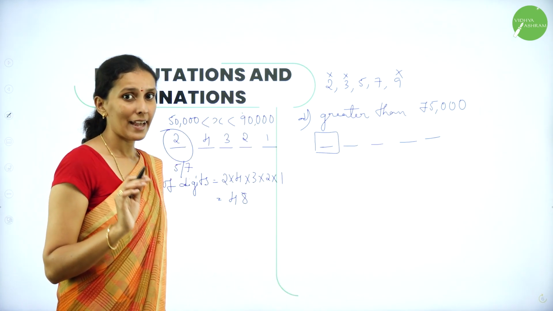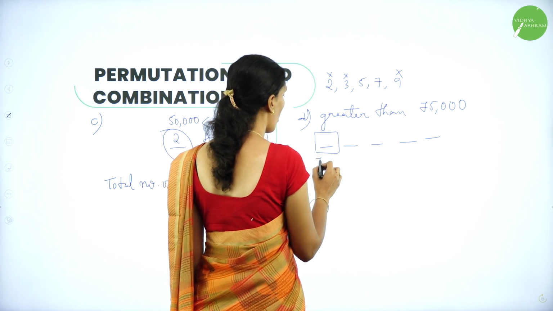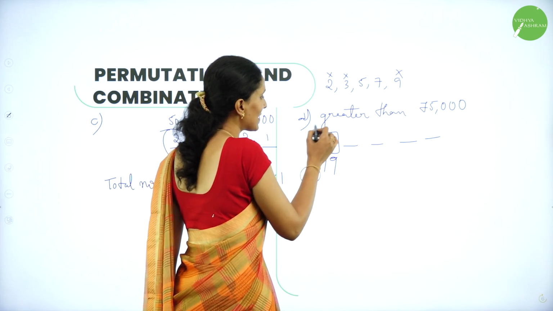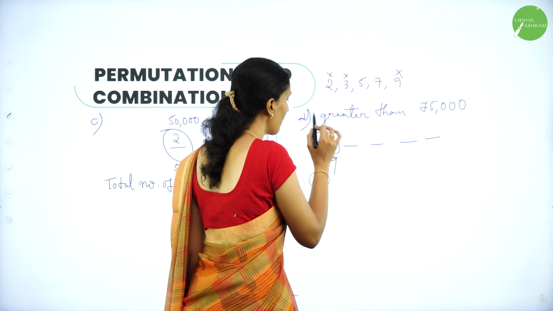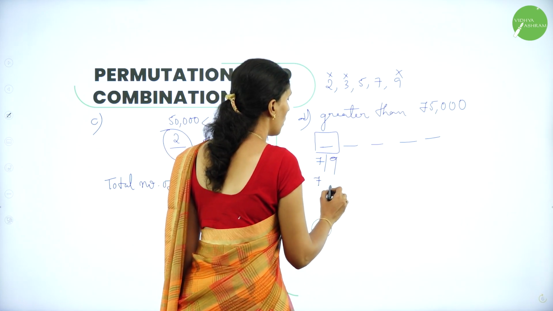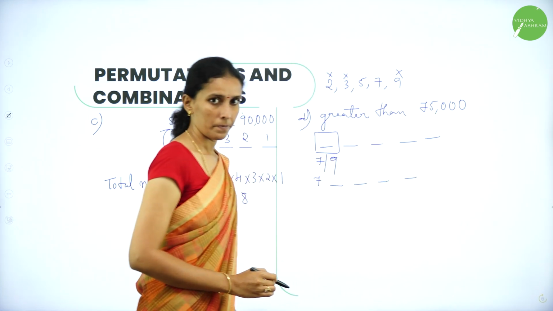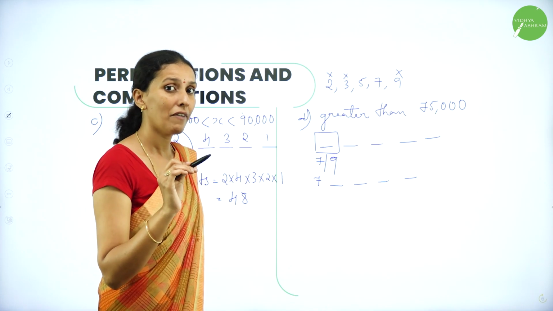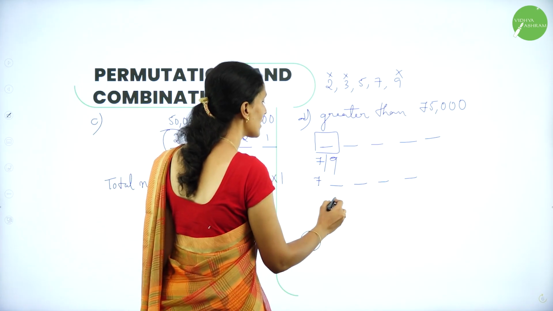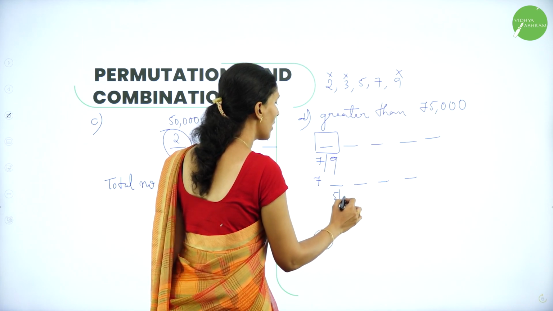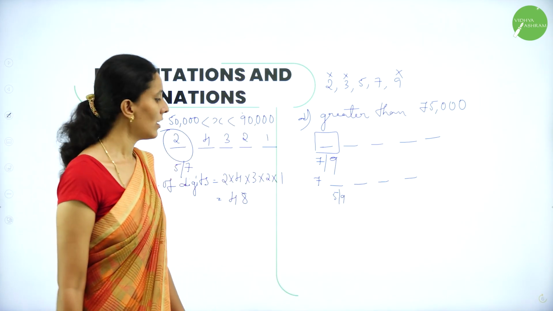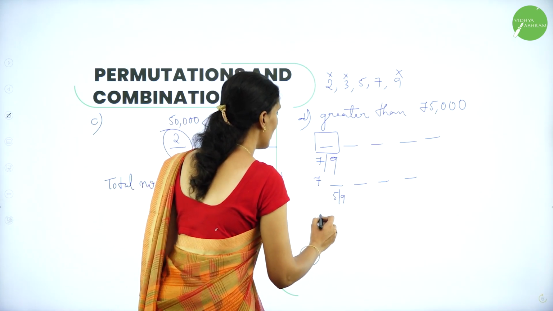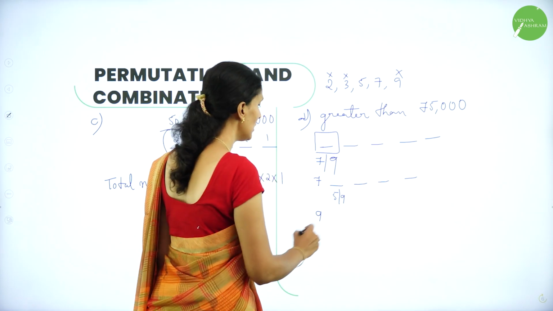If it is greater than 75,000, the choice I am left with is 7 or 9. If I fill 7 first, let me take 7, the number starts with 7. Next, the second place also has a restriction, because it is 75,000. How many choices do I have here? Here I can fill 5 or 9. Suppose I take 9 here.